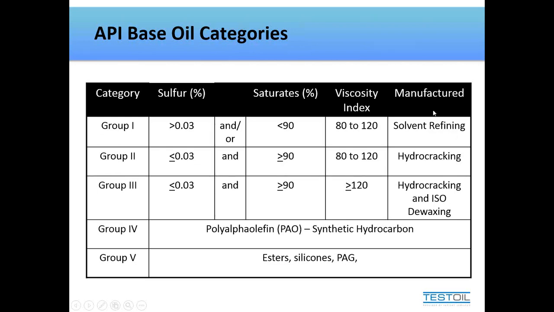Oh, and I'm sorry, I missed this part here: the way it's manufactured. Solvent refining will be a basic way to refine the oil. Hydrocracking is a little bit more detailed, a little bit better. You get a little bit better end product out of it.